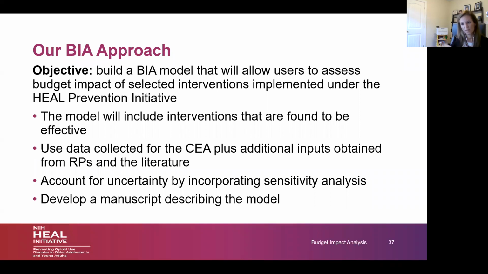At the start of the model, the user would be able to select which of these interventions they're interested in assessing, given their setting or their target population, for example. Like I mentioned, we will be using a lot of the data that is already being collected for CEA, and then we'll also obtain some additional data inputs from research projects as well as the published literature. We will include sensitivity analyses to assess how changing some of the assumptions about the intervention scale up would affect our results. And then we plan to develop a manuscript describing our model and findings as well.